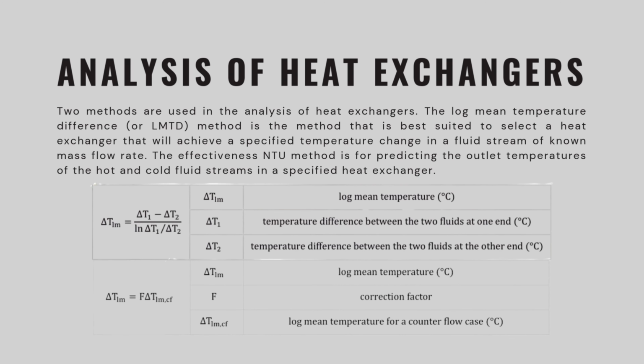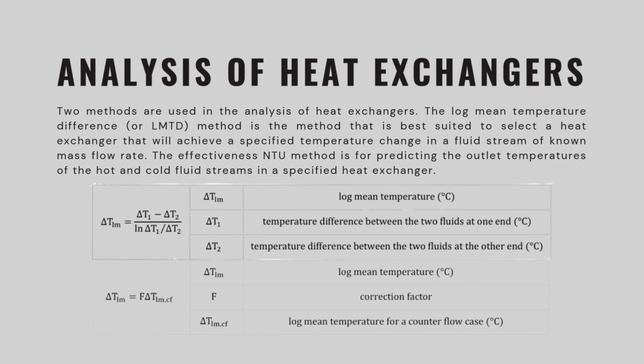Two methods are used in the analysis of heat exchangers. The log mean temperature difference or LMTD method is the method that is best suited to select a heat exchanger that will achieve a specified temperature change in a fluid stream of known mass flow rate. Meanwhile, the effectiveness NTU method is for predicting the outlet temperatures of the hot and cold fluid streams in a specified heat exchanger. Here we have two formulas under the LMTD method. However, for the second formula, we will be using the correction factor and the log mean temperature, this time for a counterflow case.